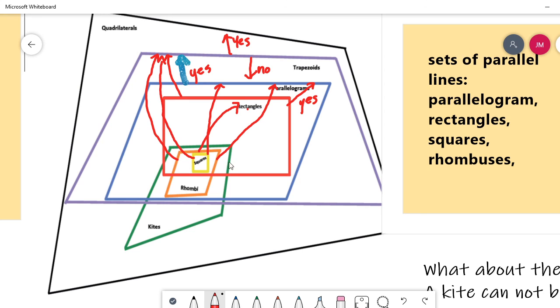Okay, now let's look at the kite. Can the kite be a trapezoid? We said no. Can it be a rectangle? No. Can it be a square? No. But we know, let's go backwards here. But we know that a square can be a kite. And we know that a rhombus can also be a kite, but not the other way around.